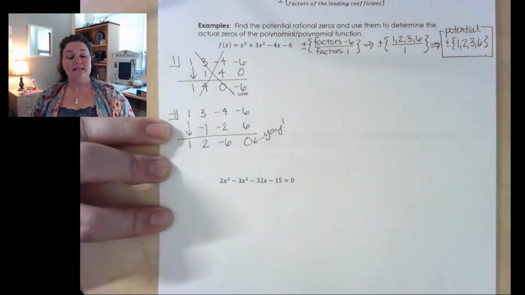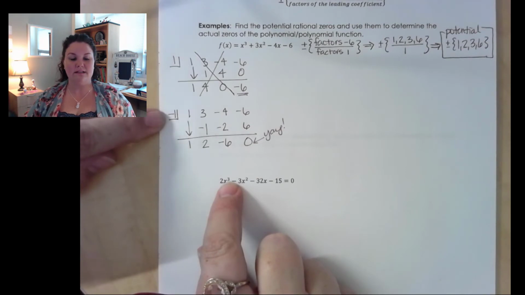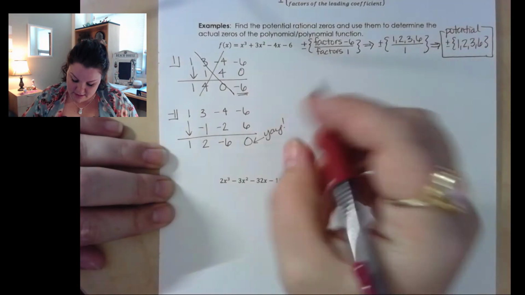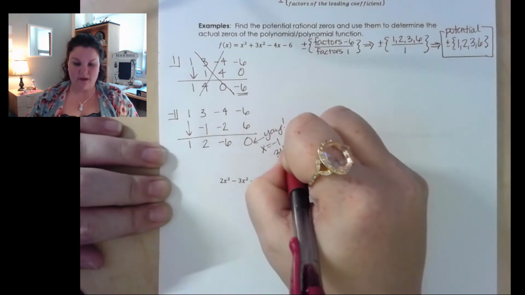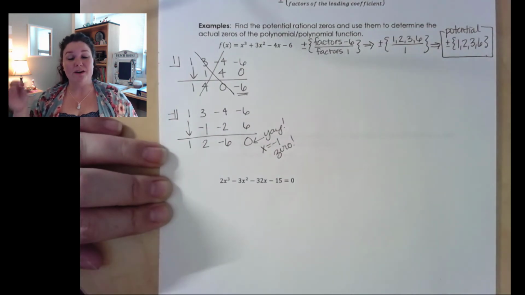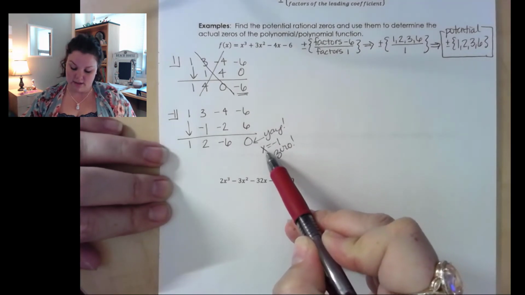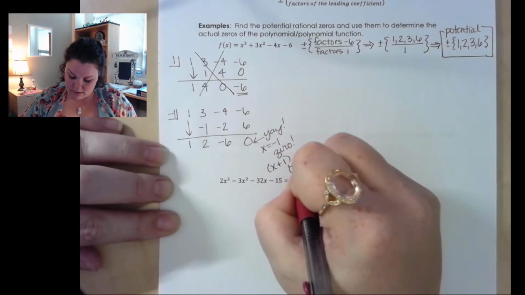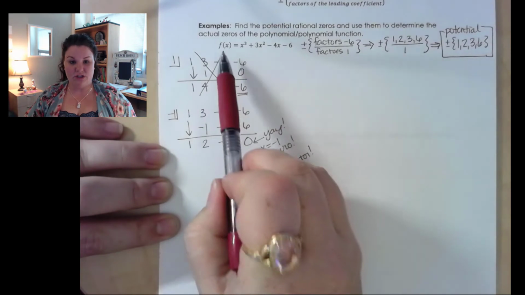Yay! So when I get a 0 remainder, what that's telling me is that this number in my synthetic box is one of the zeros of this polynomial function. So this tells me that x equals -1 is a 0, right? And it should also tell me one of the factors of that polynomial function. So if I were to take this 0 and move it back across the equal sign, this gives me the factor x plus 1. Okay.